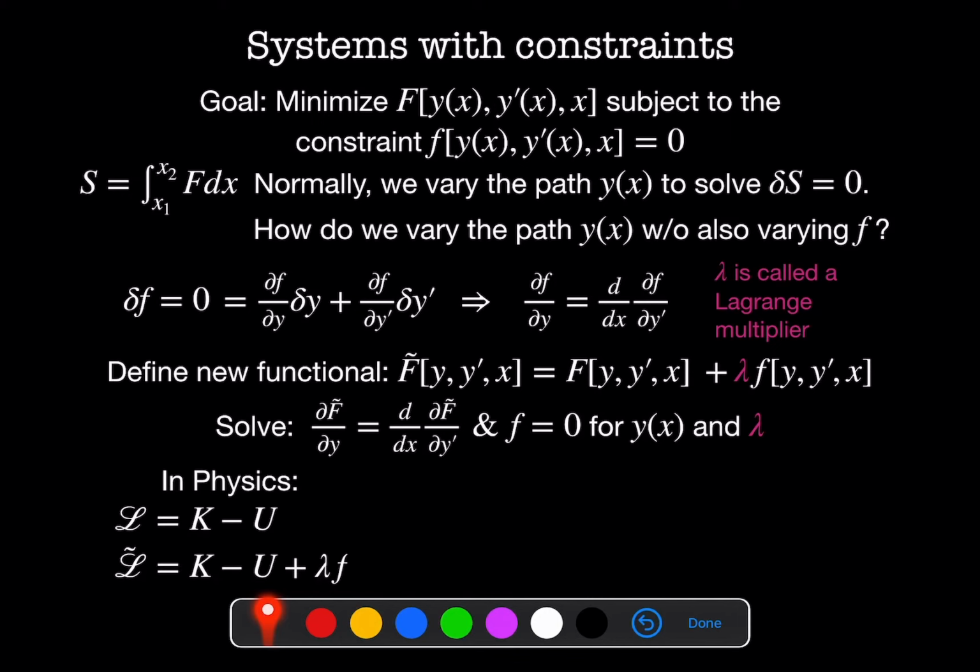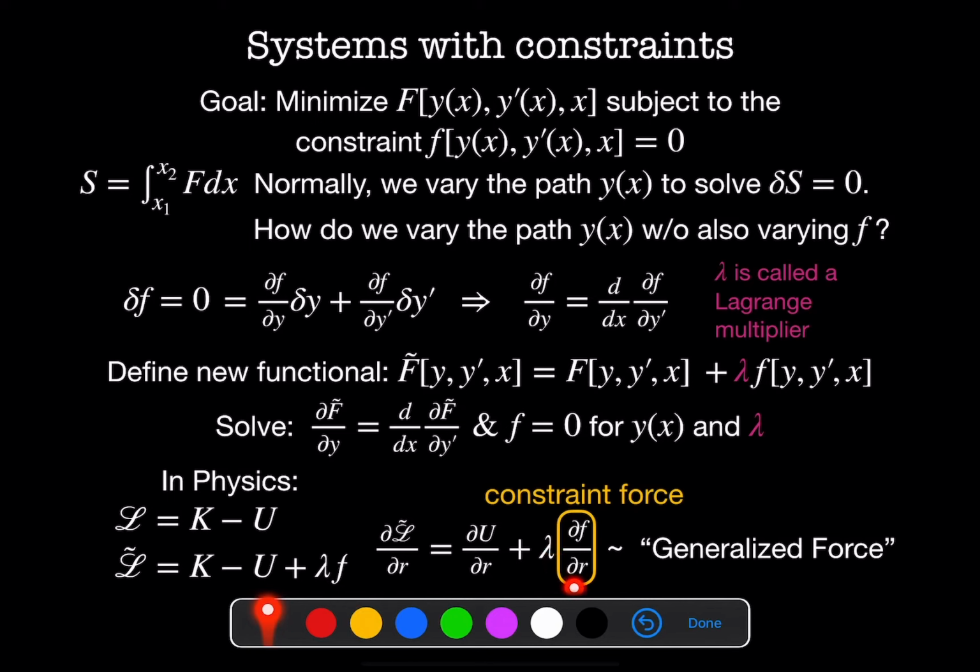In physics, our Lagrangian is equal to the kinetic energy minus the potential energy, and that can be subject to some constraint. We would add lambda times f to it. This is our constrained Lagrangian. dL by dr is what we call a generalized force, and this is dU by dr, so the force in the r direction, plus lambda df by dr. So this is the force coming from the potential plus this term here, and this is the constraint force.